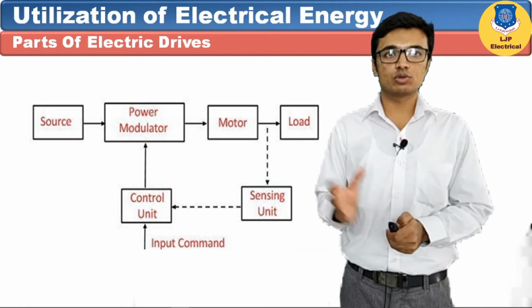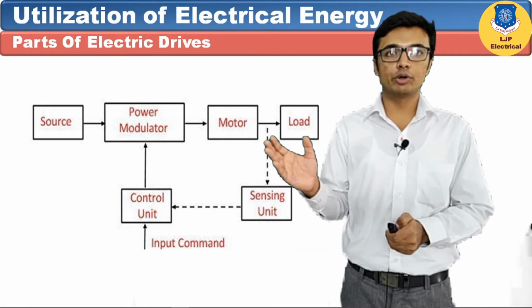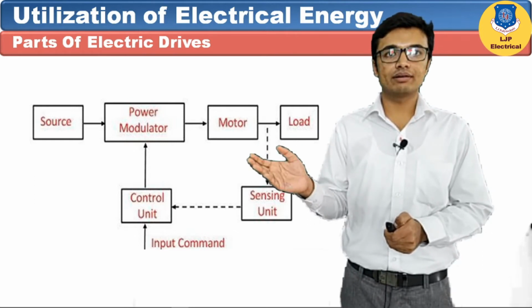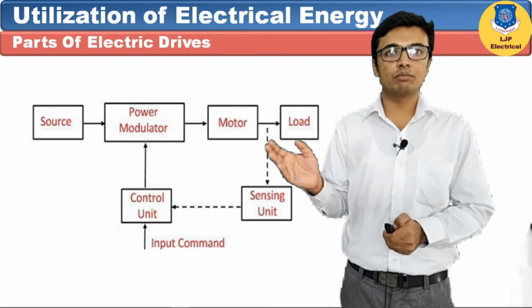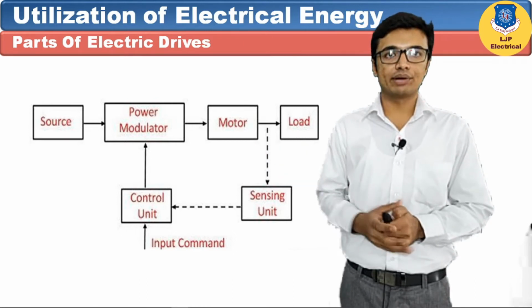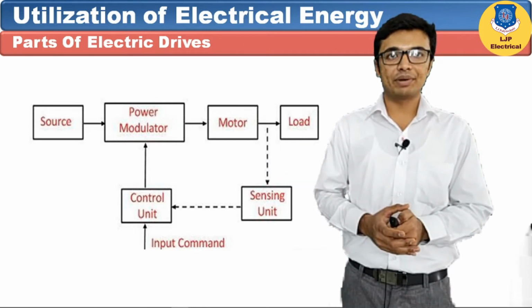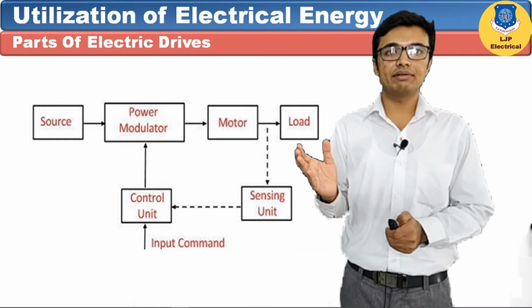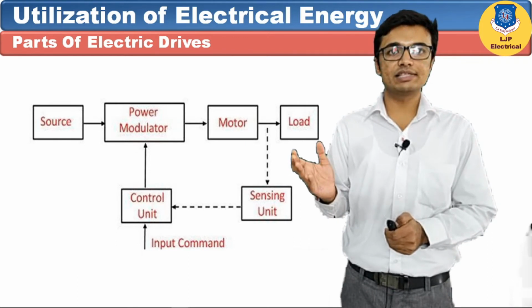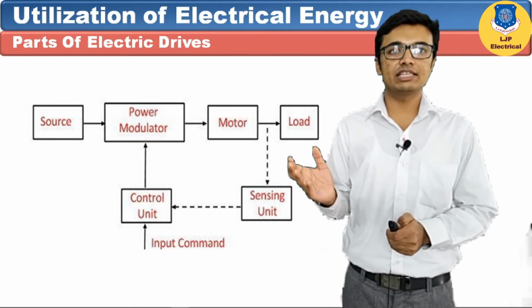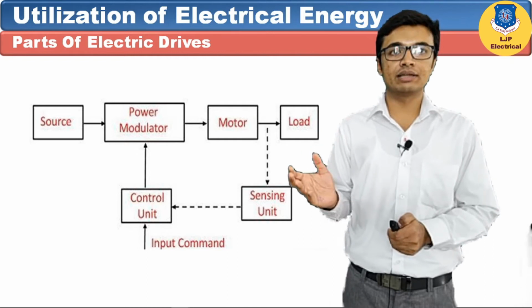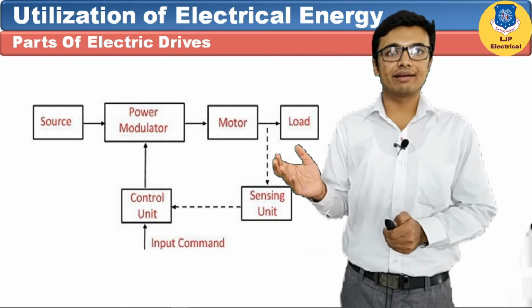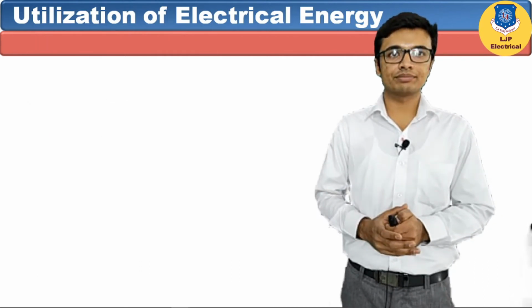First, the source will supply the electrical energy to the power modulator. Here the power modulator may be a rectifier, inverter, cycloconverter, etc., which gives supply to the electrical motor, such that the motor will rotate based on the principle of operation, and this motor is connected with the load such that the load will operate. At the same time we have connected a sensing unit which will sense the speed of the load, and it will supply the speed in the form of an electrical signal to the control unit, such that the control unit will rectify the error, generate the error signal and supply it to the power modulator.